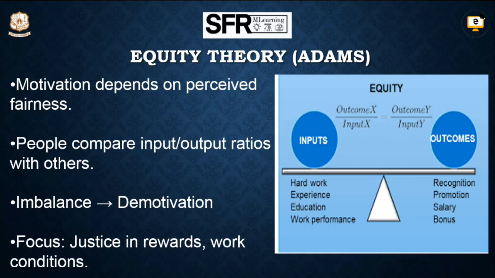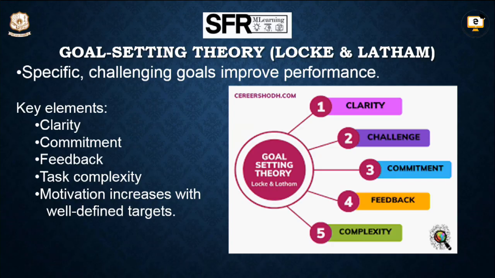And the next one is goal setting theory, by Locke and Latham. According to it, specific, challenging goals improve performance. If you want to achieve goals, there are some key elements that need to be followed. First one is clarity, second is commitment, third is feedback, fourth is task complexity, and fifth is motivation, which increases with well-defined targets.